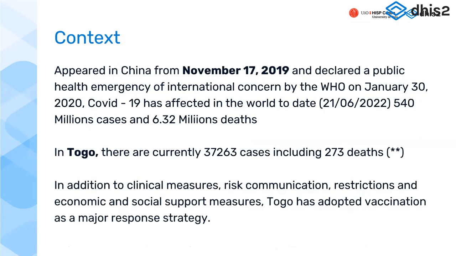So yes, COVID appeared on the 17th of November, 2019. And in Togo, we actually had first cases in March, April 2020. And we had like 37,000 cases up to now with 273 deaths, okay? So there was a need to make sure that we don't have a high peak of cases and deaths. So we actually wanted to start the immunization.